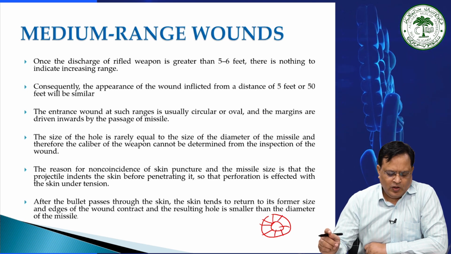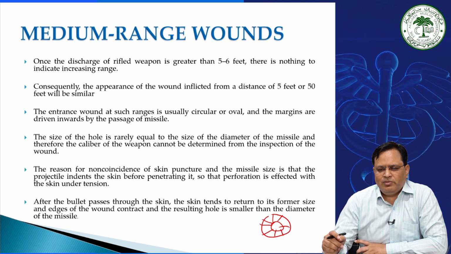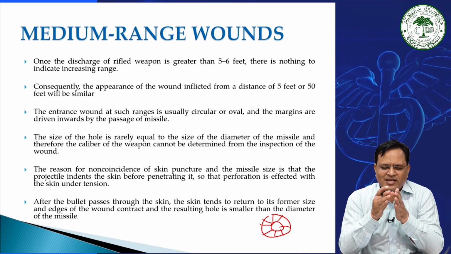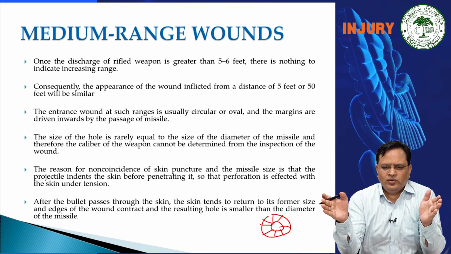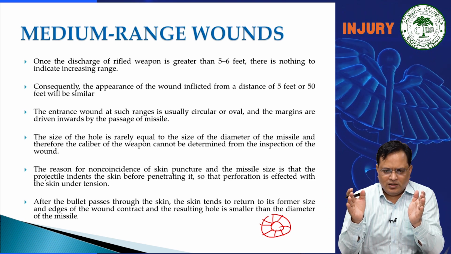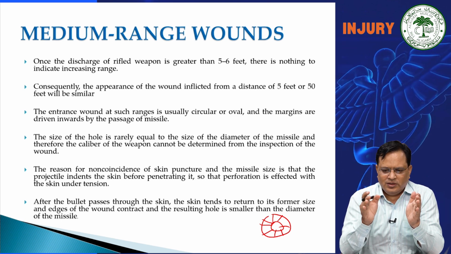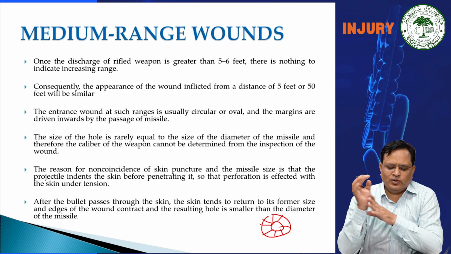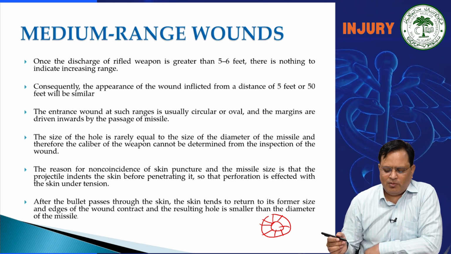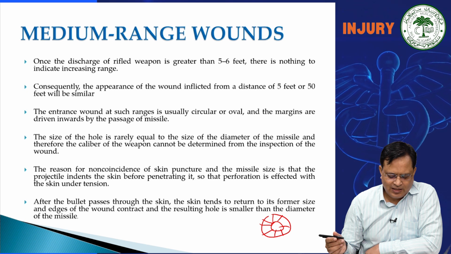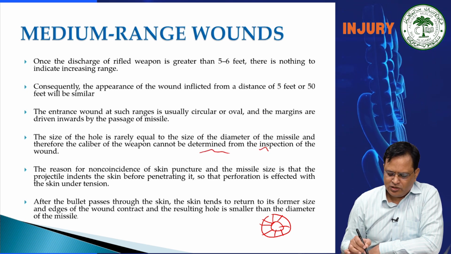The size of the hole is rarely equal to the diameter of the bullet, because when the bullet strikes, it makes a gap in the tissue. After the bullet goes through, the fibers and the contracting material of the tissue decrease the diameter. So we can say that the size of the hole is rarely equal to the diameter of the missile, and therefore the caliber of the weapon cannot be determined right from the inspection of the wound.